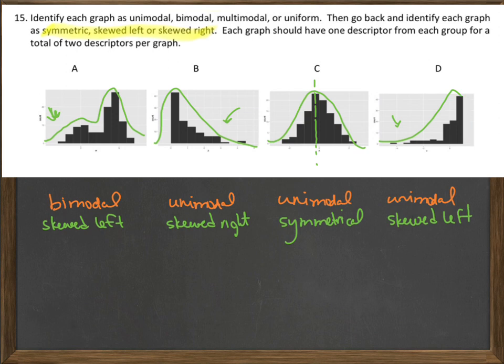Okay, so to sum up here, the first graph is bimodal and it's skewed left. Remember the stuff that's in orange here, right? The number of modes and the way the graph is skewed. These are independent pieces of information. Okay, so bimodal, skewed left. The second graph is unimodal and skewed right. The third graph is unimodal and symmetrical. And the last graph is unimodal and skewed left.